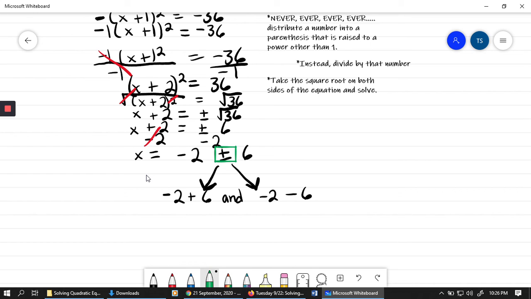Plus or minus. Okay. So again, one answer is negative 2 plus 6, which gives you positive 4. And the other answer is negative 2 minus 6, which gives you negative 8.